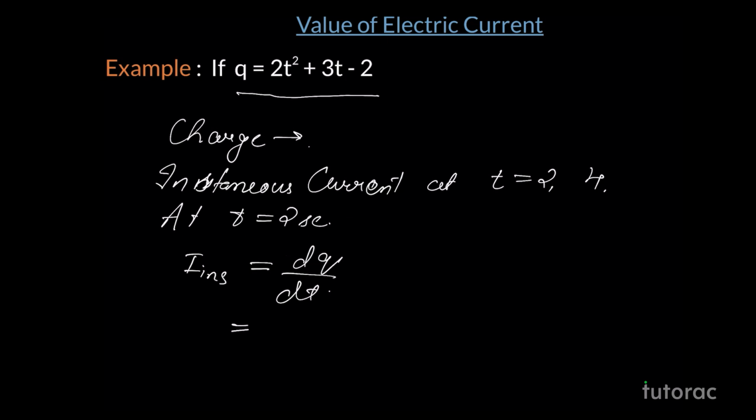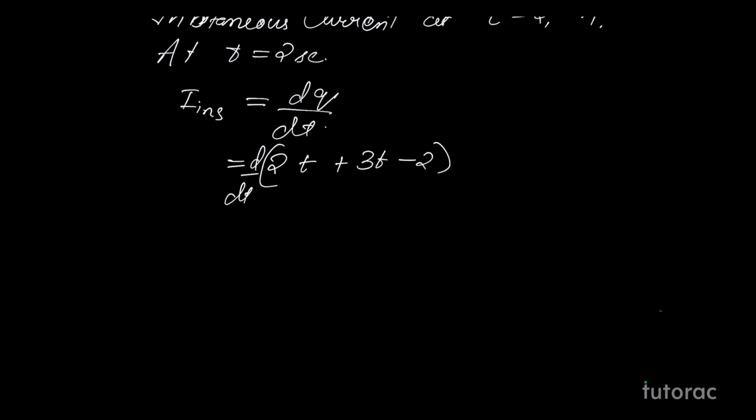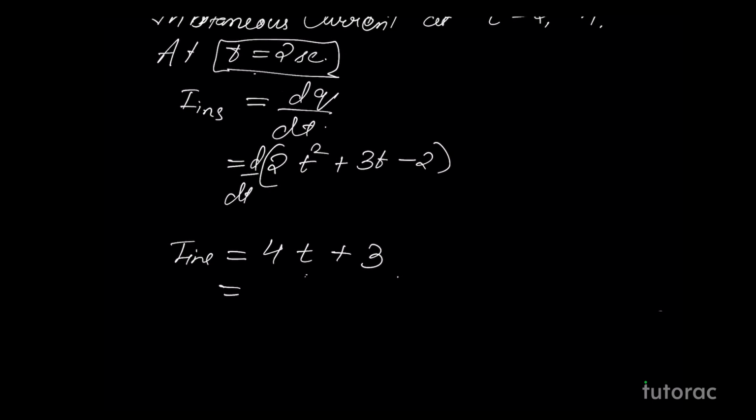What we'll get? We'll get 2t square differentiated with respect to time, plus 3t minus 2. Doing simple rearrangement, I instantaneous is nothing but 4t plus 3. Now, this is the value of our instantaneous current. At t equals to 2 seconds, we just have to put 2 in place of this t. I'll get 8 plus 3. It's 11 ampere. This is my I instantaneous at 2 seconds.